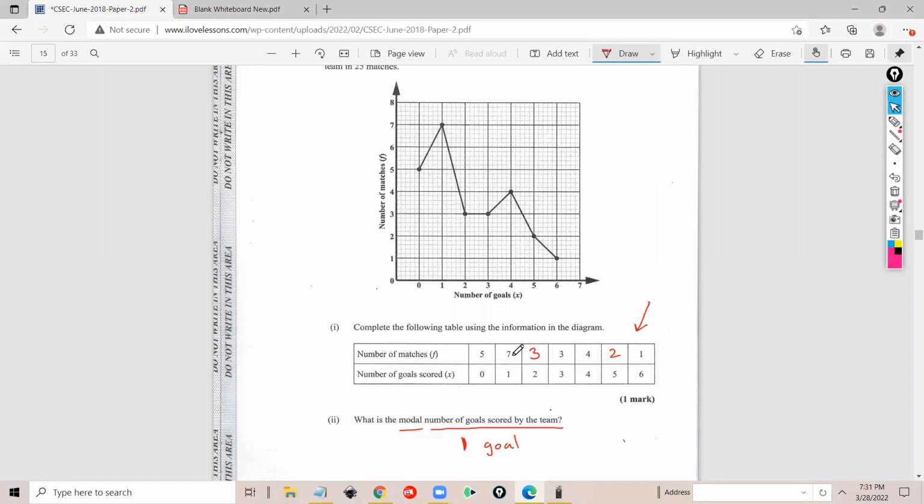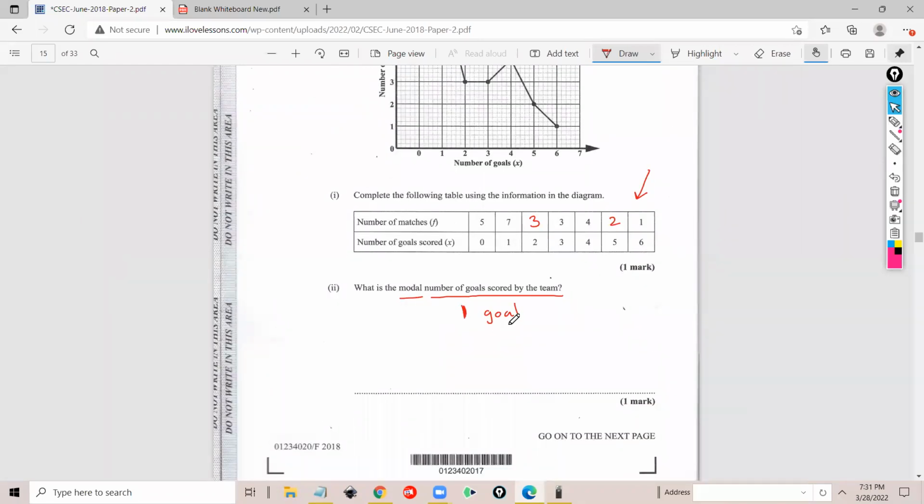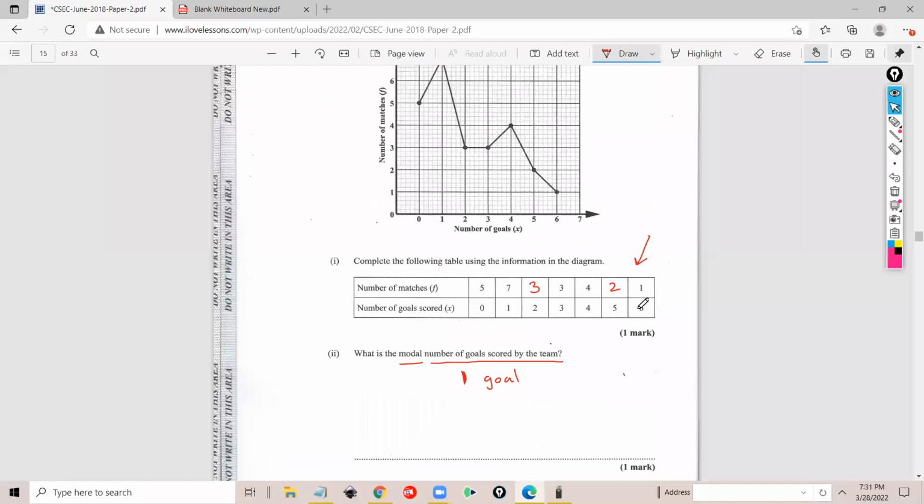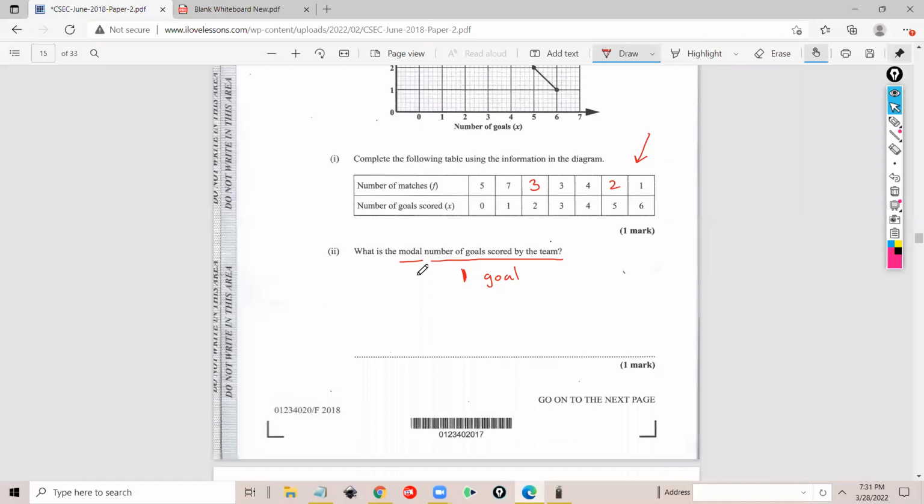Modal just means most popular. And the most popular amount of goals scored was 1 goal because it happened 7 times in 7 matches. That was the score. Right? So I think some of you said 6 because you just looked for the biggest number here and saw a 6. But you have to analyze what the numbers actually mean. So the answer for part 2, once again, is 1 goal.